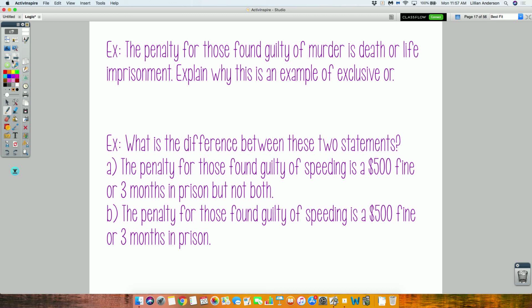Look at these two statements down there as well. What's the difference? The penalty of those found guilty of speeding is a $500 fine or 3 months in prison, but not both.